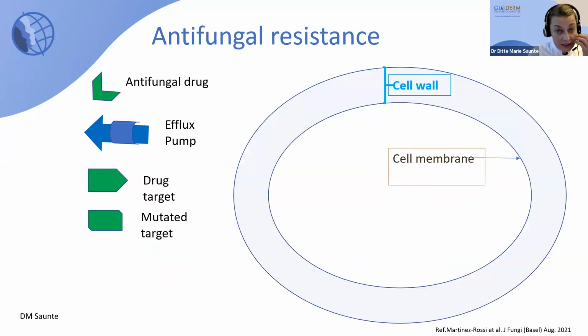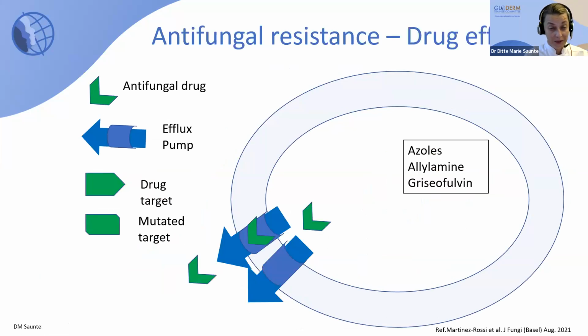If we look here, still a very simple fungal cell, we have different ways that antifungal resistance can occur. We have the antifungal drug, we have the efflux pump here, we have a drug target and a mutated target. And often we have an upregulation of the efflux pumps, so that the drug which is inside the fungal cell will be pumped out of the cell very fast, and that has been seen in cases with resistance to azoles, allylamines like terbinafine, and griseofulvin.